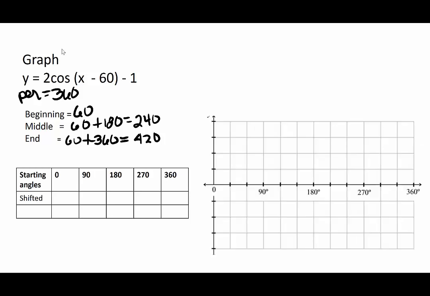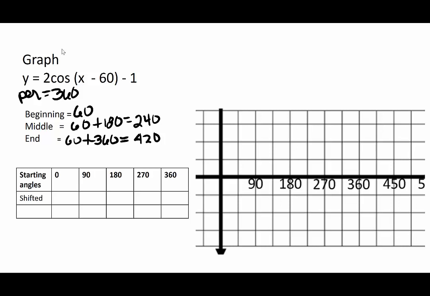Now, since it's going to go all the way to 420, I'm going to use a graph that goes a little further. So now I'm going to add 60 degrees to all of my starting angles, and that gives me my shifted points that I'm going to plug into the equation. So I'm done with the starting angles. Next, use your calculator, just a regular scientific calculator, and plug those values in to get the y values. Next, you're just going to graph those points.